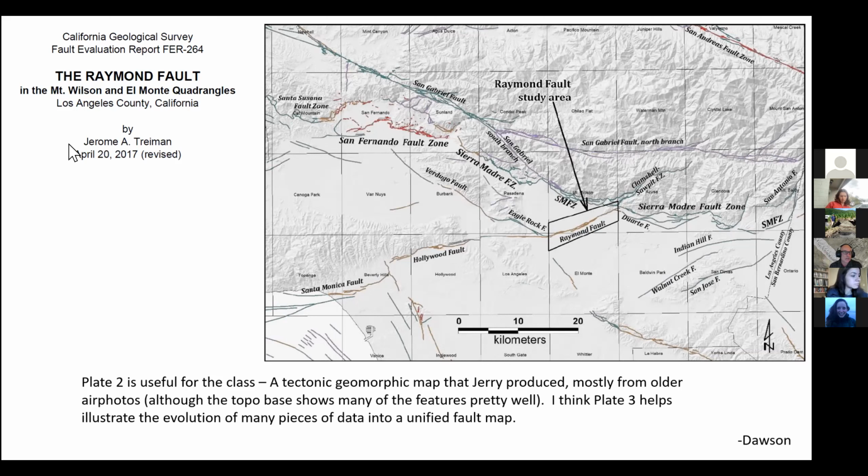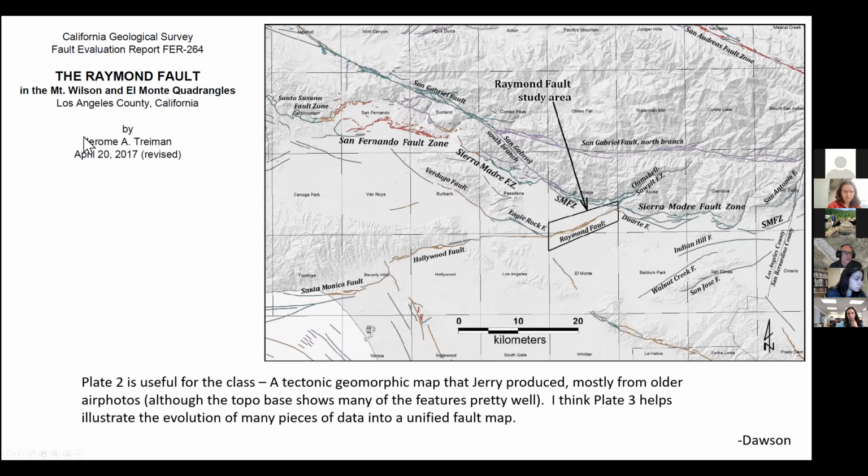This was produced by Jerry Treiman, who's a longtime CGS employee, and it came to us from Tim Dawson. The lower right is a little piece from his email. He says, plate 2 is useful for the class, a tectonic geomorph map that Jerry produced mostly from older air photos. Also, although the topo base shows many of the features well, I think plate 3 helps illustrate the evolution of many pieces of the data into a unified fault map.